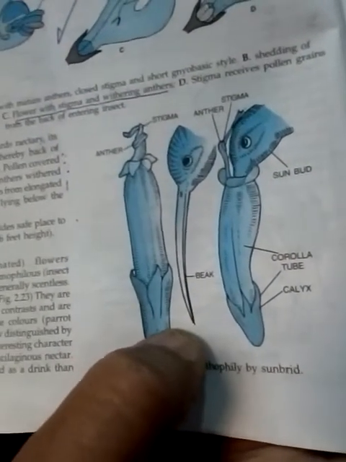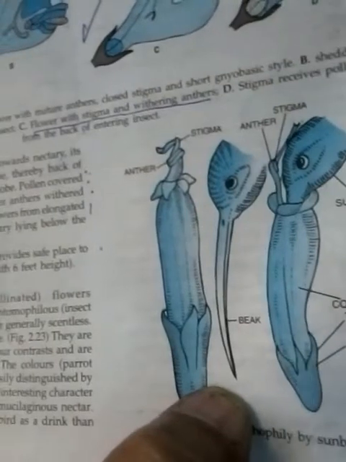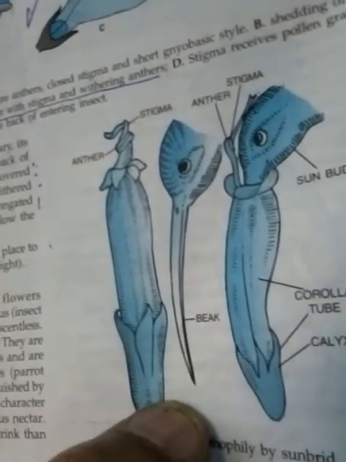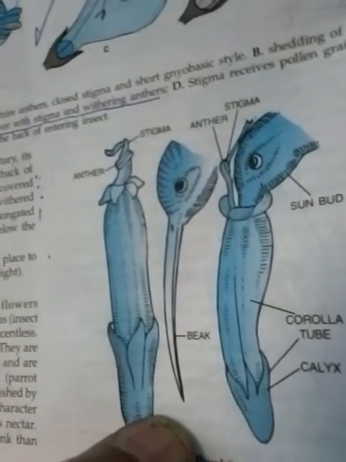Ornithophily, very interesting. Long beak of the sunbird. When the sunbird takes the honey from the flower, the anthers stick to the beak of the sunbird, and when it goes to another flower, the stigma catches the pollen grains. So pollen grains transferred from one flower to another by many agents is called cross-pollination.